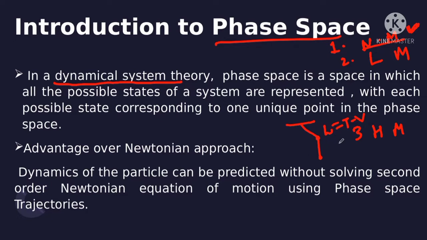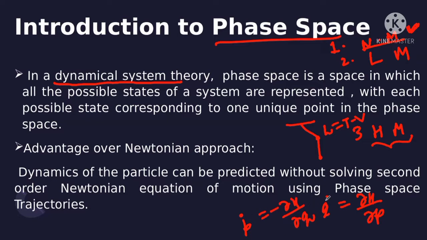Then we will get the dynamics of the particle. This phase space approach is based on Hamiltonian mechanics. The more advantageous point is that Hamilton's equations of motion are first order. Basically, q dot is equal to ∂H/∂p, and p dot is equal to minus ∂H/∂q. These two equations are known as Hamilton's equations of motion.